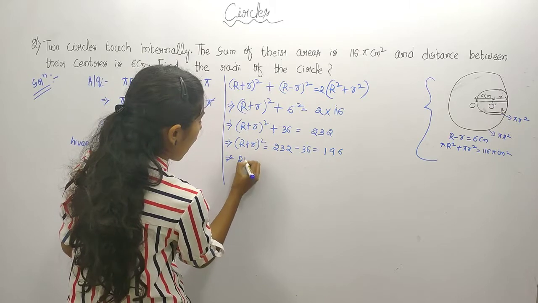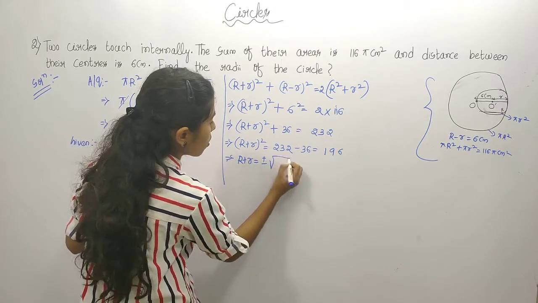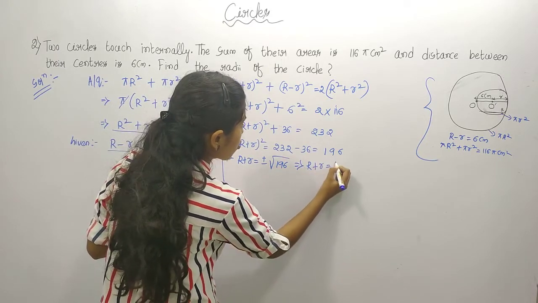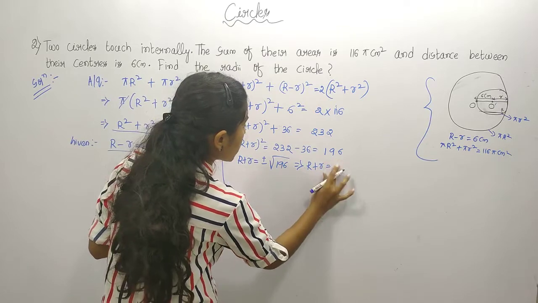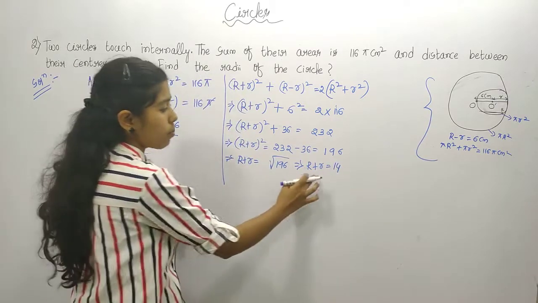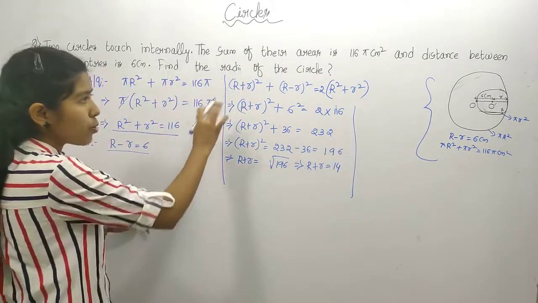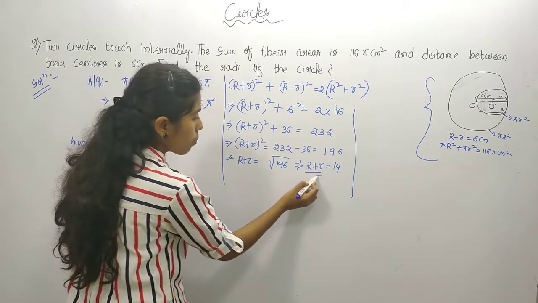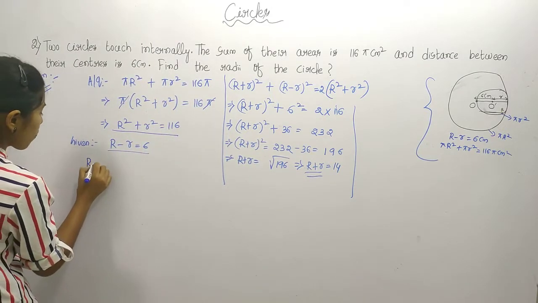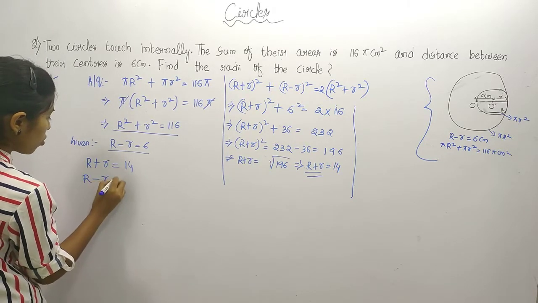Okay. That implies R plus r equals, the square goes to that side, so plus or minus root 196. So R plus r equals plus or minus how much? Root 196 is 14. Okay, so R plus r equals 14. Now you have to find the radii. So you got R plus r, and here you got R minus r. So we can solve this too. R plus r equals 14. Here R minus r equals 6.